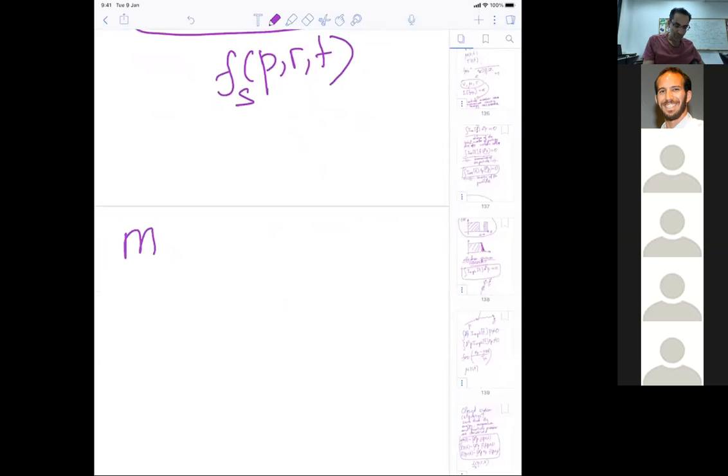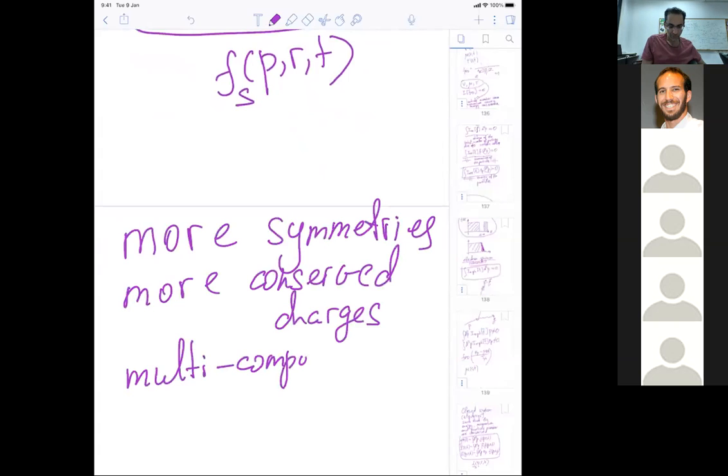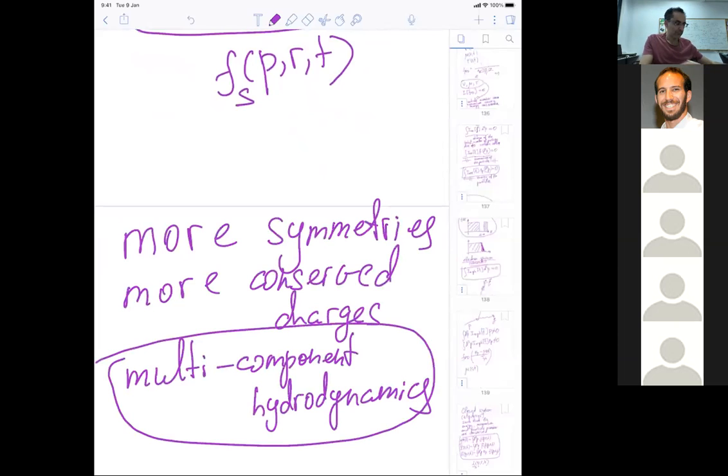So more symmetries, more conserved charges, quantities, and then you will have multi-component hydrodynamics. And then I will have two different distribution functions, one for spin up, the second one for spin down, each with its own temperature, chemical potential, and boost velocity. And in this case, you will have 6-component hydrodynamics.